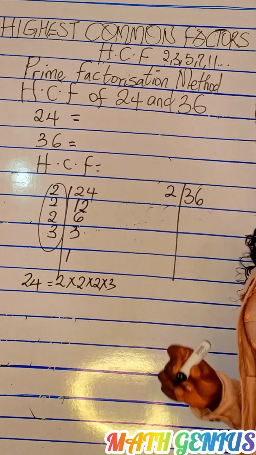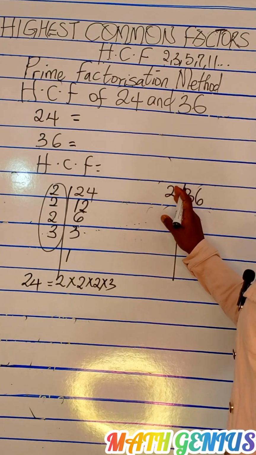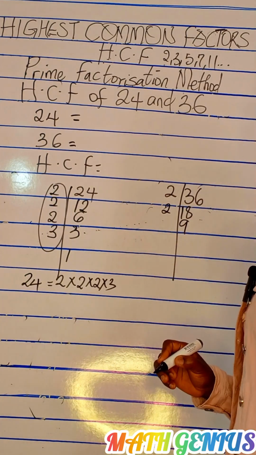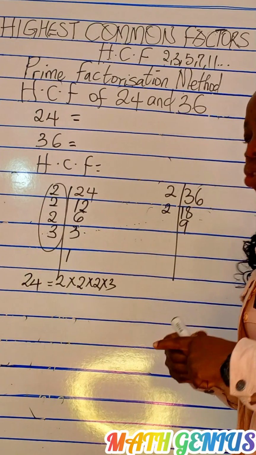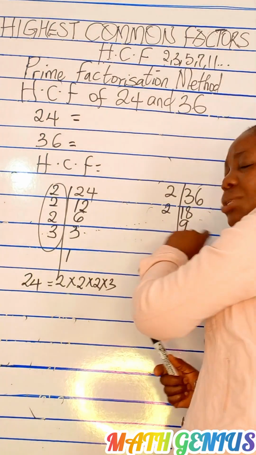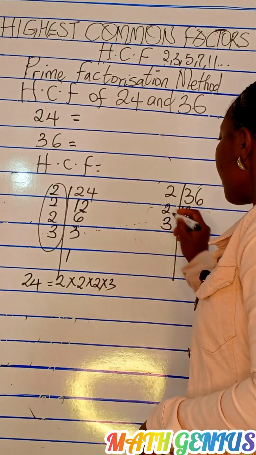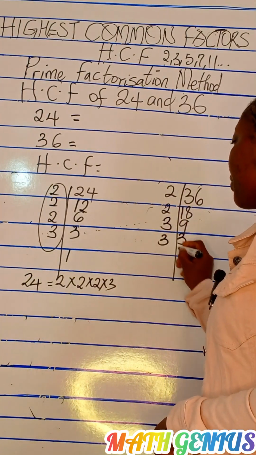2 is the first prime number, and 2 is a factor of 36. That will give me 18. 2 again can go, it will give me 9. 2 cannot go again, in as much as 2 is a prime number, it can't go into 9. So the next prime number to use is 3. It gives me 3, and 3 again gives me 1.